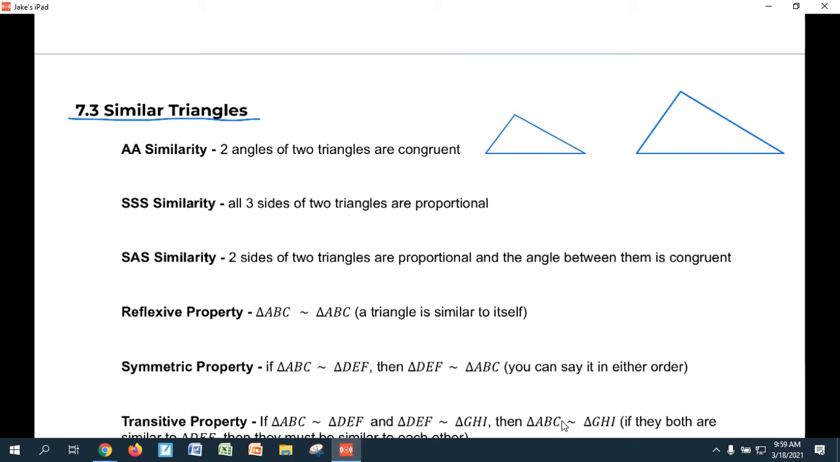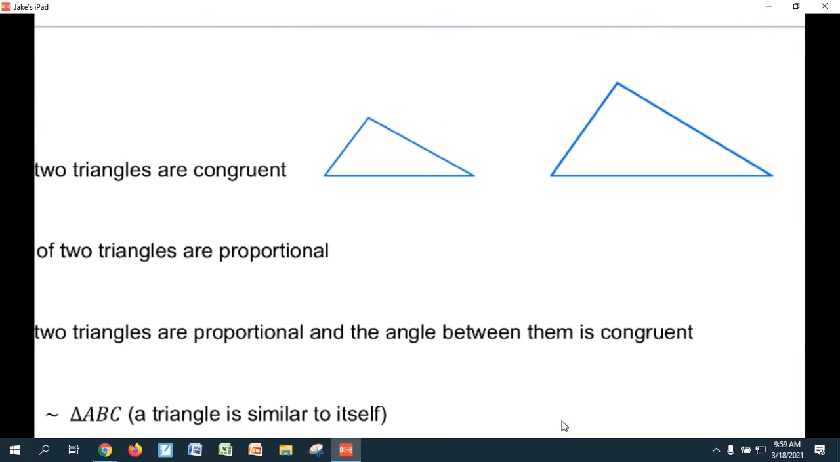Next one, side, side, side. That's just saying if I can prove this side is proportional to this side, this side is proportional to this side, and this side is proportional to this side, that means that those two triangles would be similar. We'll actually do an example of this in a minute or two. You would have to set up proportions.